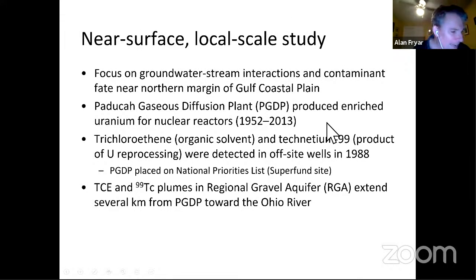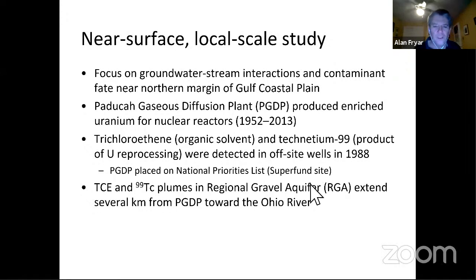Well, in 1998, there was a study analyzing private wells that belonged to rural residents who lived close to this plant. And these contaminants were detected, and then the government was like, uh-oh. And ultimately, this facility was put on what we call the National Priorities List, or the Superfund list, meaning it was one of the most seriously contaminated sites in the United States.